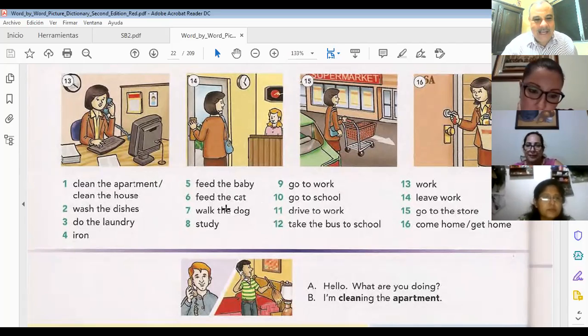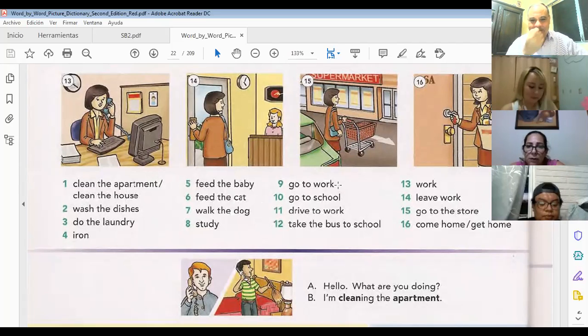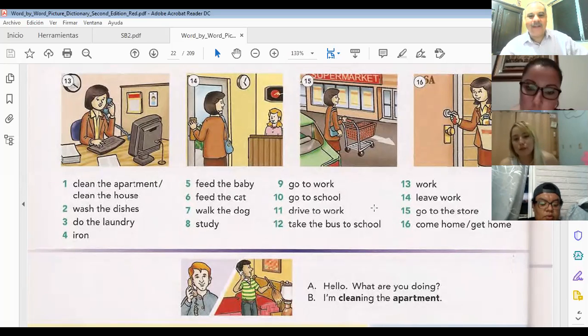Aquí no pronuncia la L. Don't pronounce the L. Walk. Sin pronunciar la L. Walk the dog. Study. No, it's not a study, it's study. Go to work. Go to school. Drive to work.